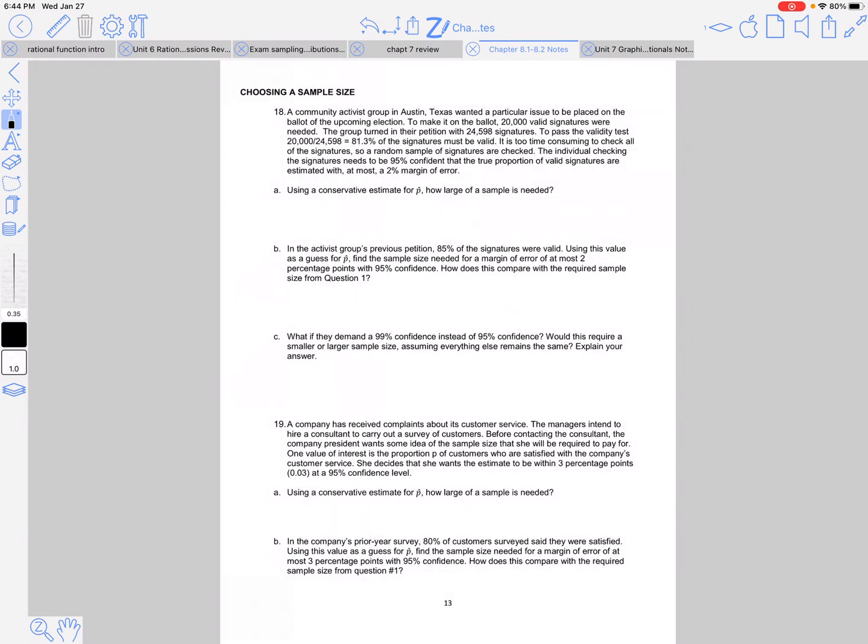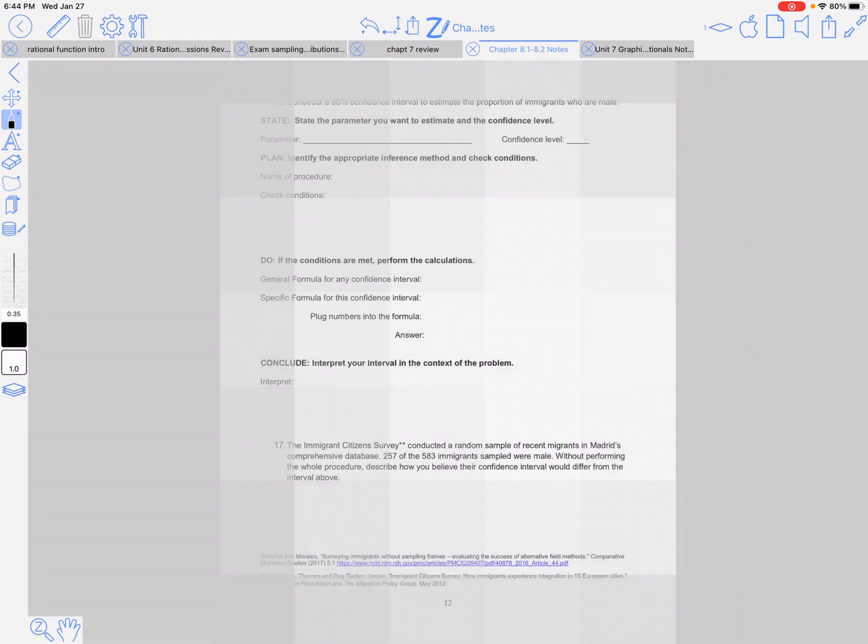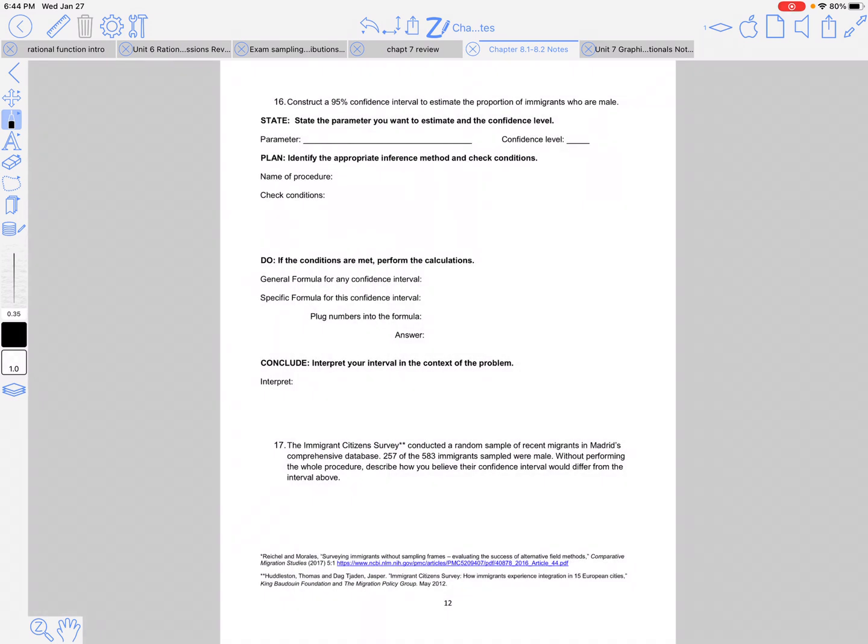If you look ahead in the notes, over here, the 4-step process. This 4-step process lines you up with the rubric that they use to grade the AP test. So I have you guys memorize this process so that you get the full points possible. In your state, you're going to state the purpose of what you're doing. And in your state, you have to have your parameter and your confidence level.